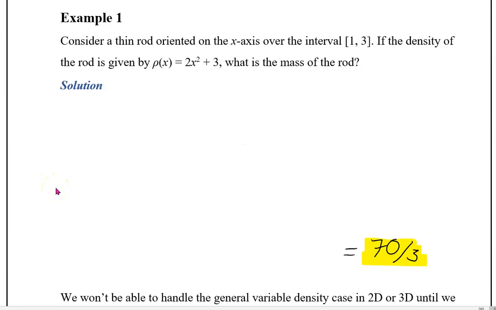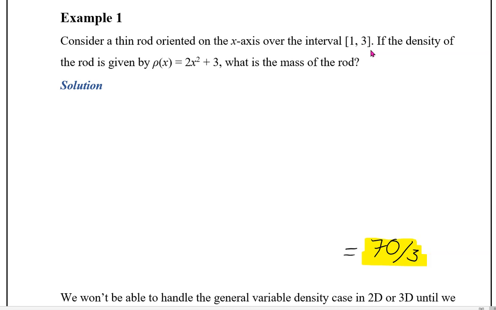Let's take a look now at example 1. Consider a thin rod oriented on the x-axis over the interval from 1 to 3. If the density of the rod is given by rho of x equal to 2x squared plus 3, what is the mass of the rod?